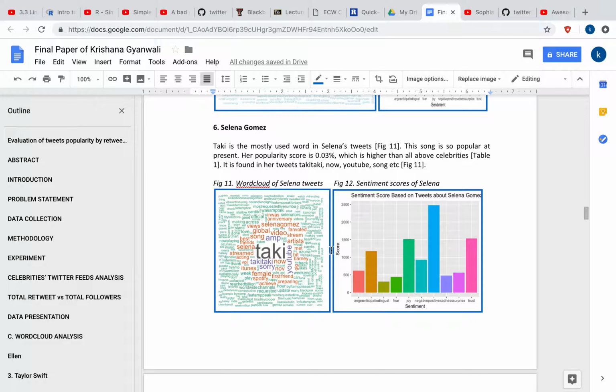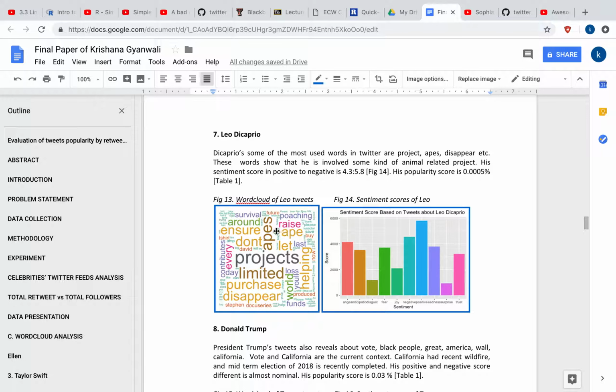So that's why she got a higher score. So this is the external social factor that influences people to retweet celebrities' tweets. DiCaprio has projects, and then apes, and then some other poaching he's working on, and I think humanitarian projects. So those things are here in his tweets.